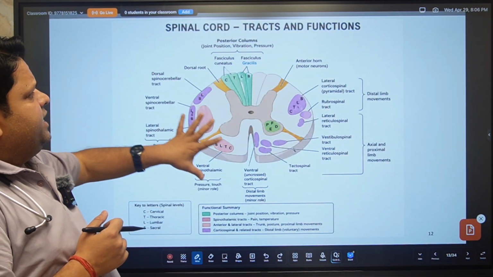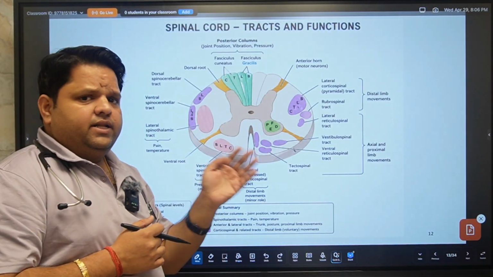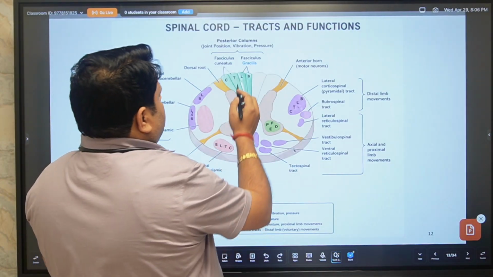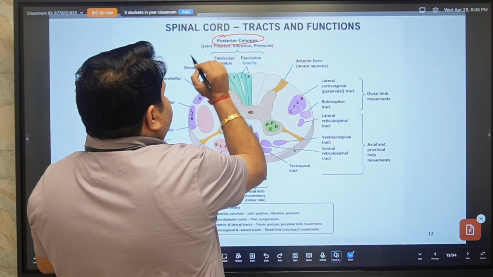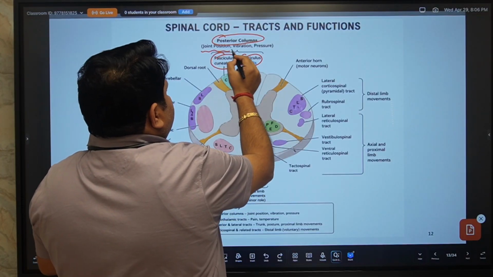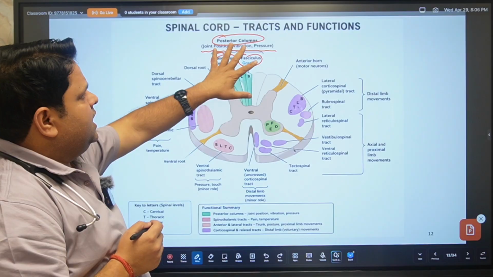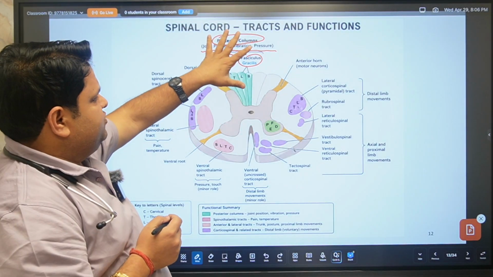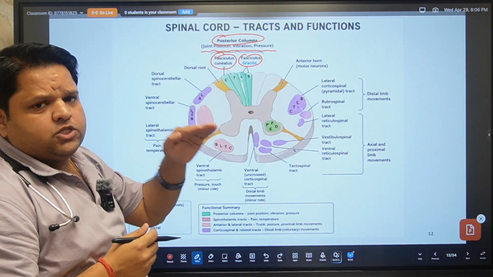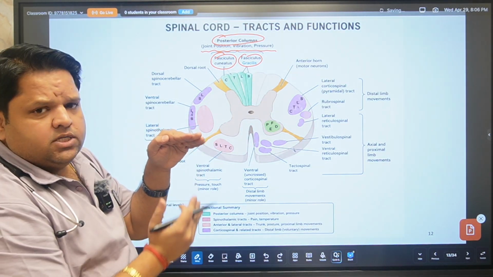Now this is the important diagram. As initially we discussed the tracts in the spinal cord, ascending tract and descending tract. For ascending tract, we have mainly the posterior column, in which fasciculus cuneatus and fasciculus gracilis carry joint position, vibration, and pressure sense. These are the ascending tracts. As we discussed, the posterior column decussates at the level of the medulla. So in a spinal cord lesion, there is involvement of the posterior column on the same side of the limb.